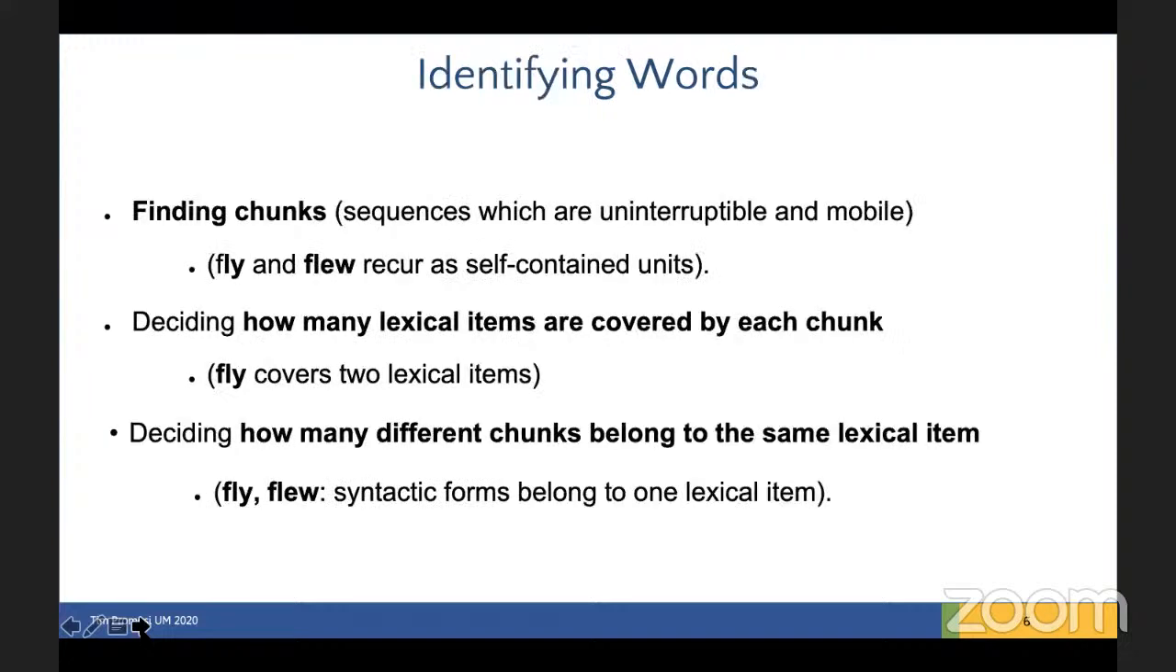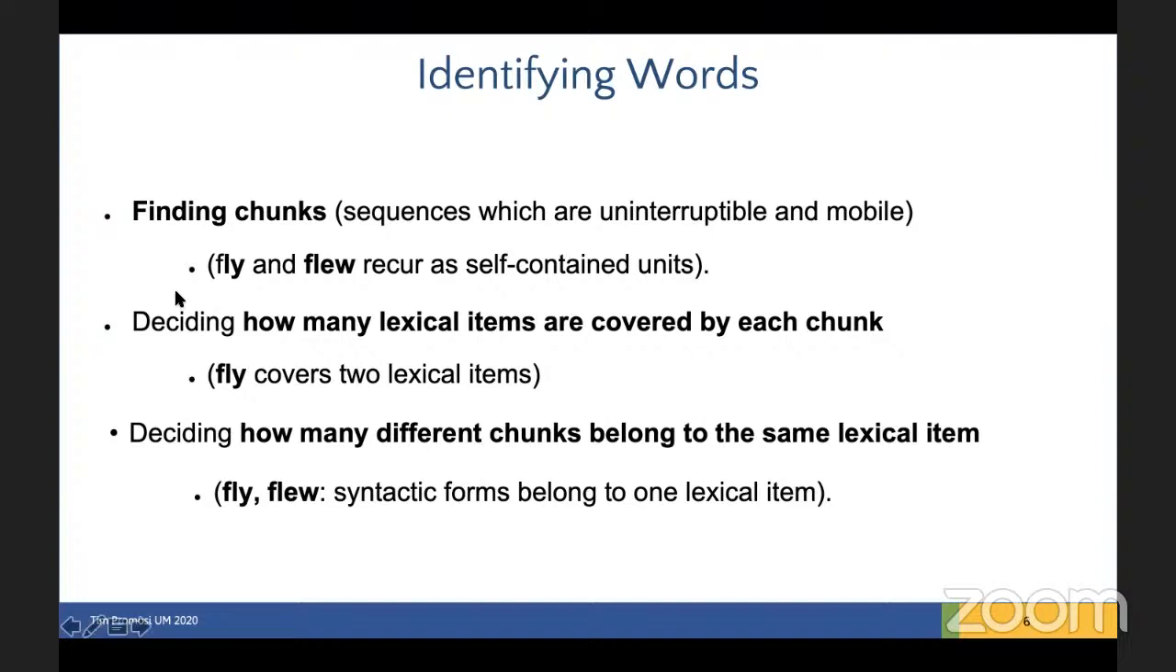All right. Now, how can we identify words? Finding chunks, sequences which are uninterruptible and mobile. So this one means that fly and flew are words because they are self-contained units. So they cannot insert anything. They are one unit that you cannot interrupt. So for example, fly, that's one. You cannot really put anything in between. No, that's not possible. So fly is one contained unit.